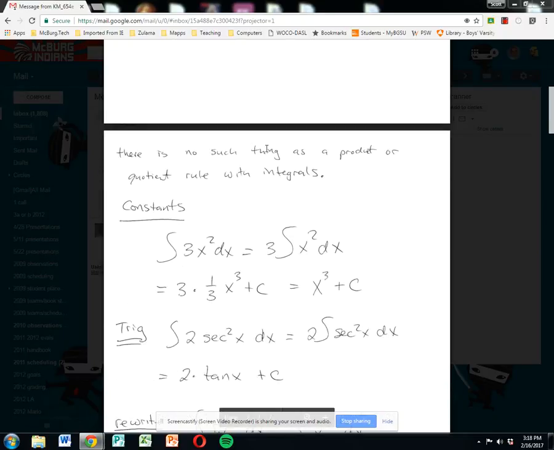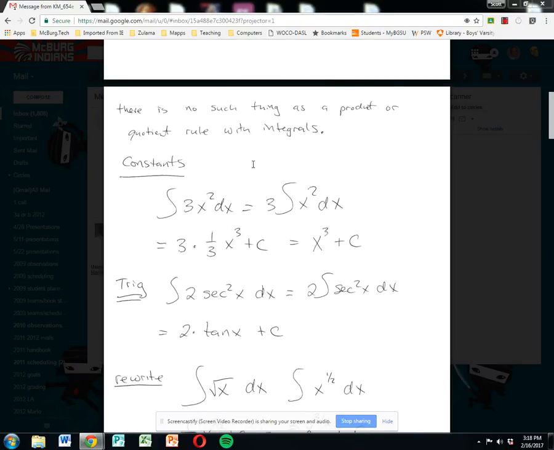Okay. There are no such things as product rules or quotient rules or chain rules with integrals. We'll get to some things later, and again, I'll explain those later. But for right now, anytime we have constants or anytime it looks like it might be a product, we're probably just going to rewrite it for right now.